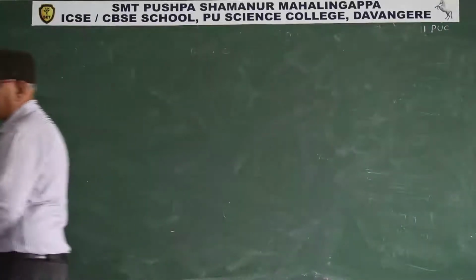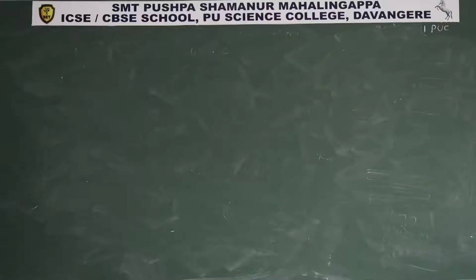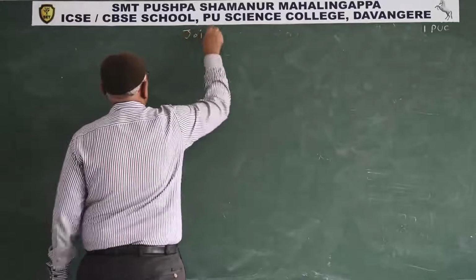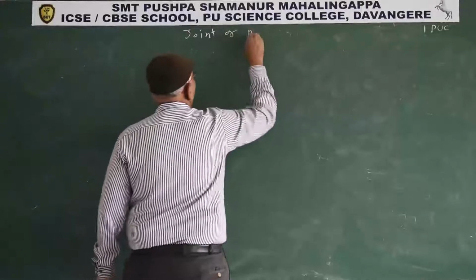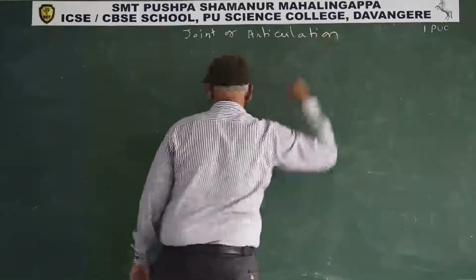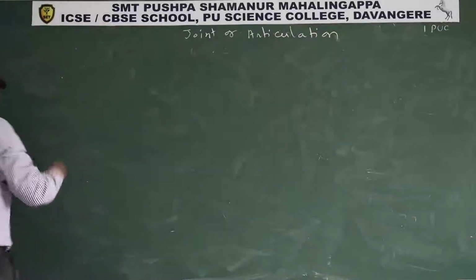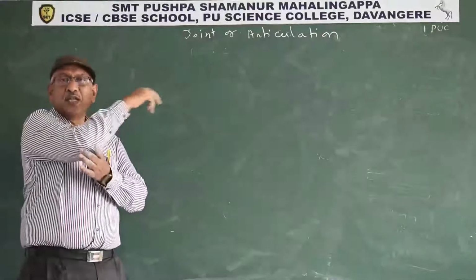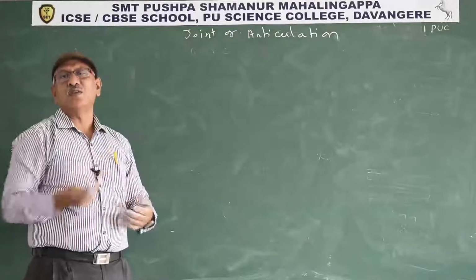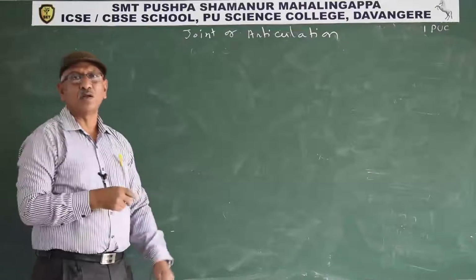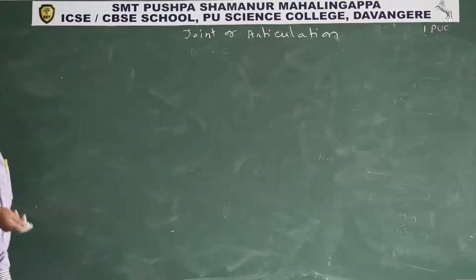Different types of joints. Joint, also known as articulation. It is the end of one bone and the end of another bone. The empty place present between the two bones is known as a joint. A joint acts as a fulcrum. Fulcrum means support.